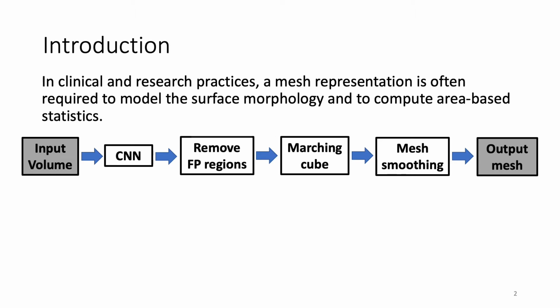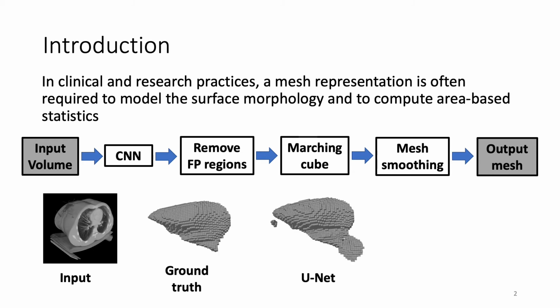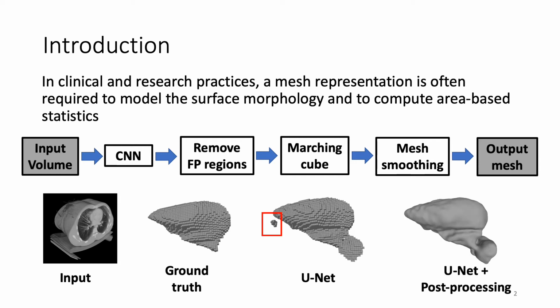Often, in clinical and research practice, a mesh representation is used to model the surface morphology and to compute area-based statistics of structures found in medical images. Such an approach typically starts with a CNN, like a U-Net, which takes an image volume as input and produces a segmented volume as output. Afterwards, false positive regions found in the output, such as the area highlighted by the red box, are removed. Then, the Marching Cubes algorithm along with mesh smoothing is used to obtain the final output mesh.